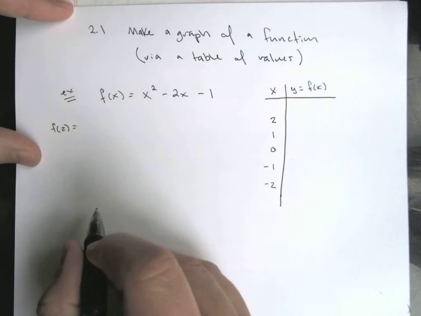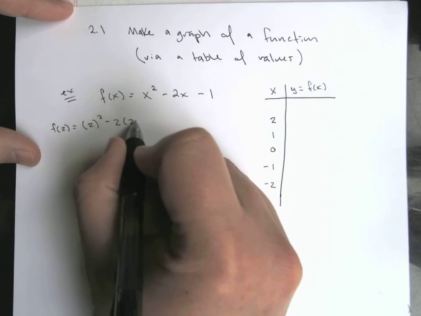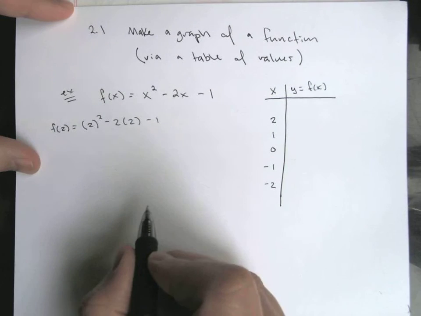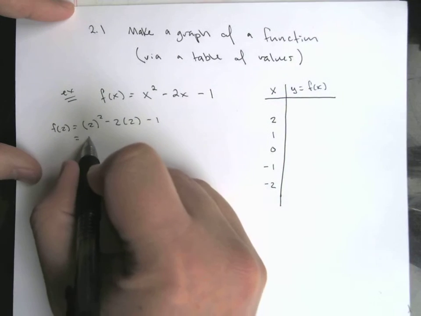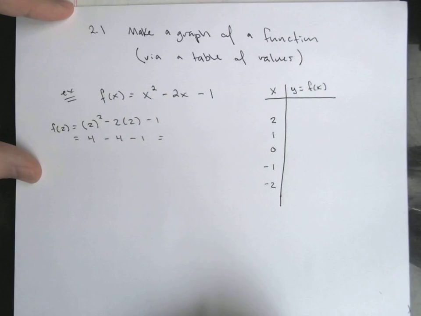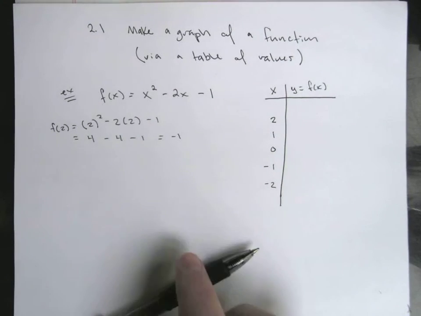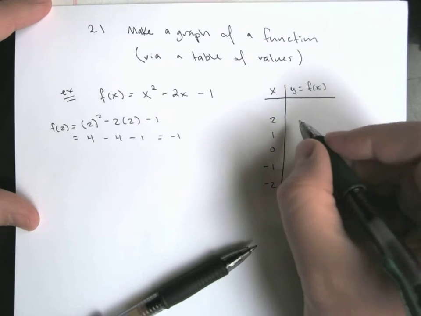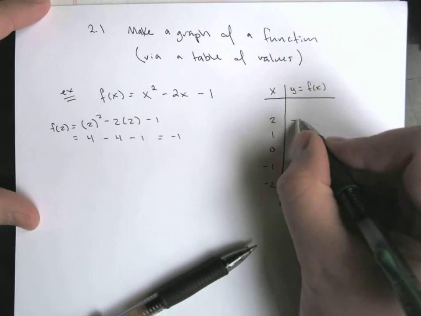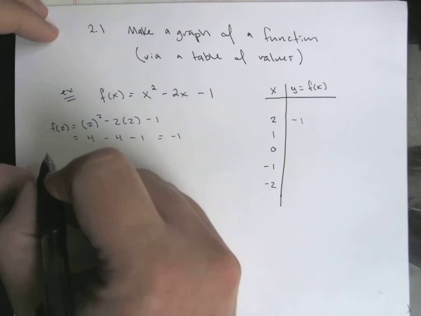So f of 2, that's going to be 2 squared minus 2 times 2 minus 1. This is going to be positive 4 minus 4 minus 1. Well, 4 minus 4 is 0, minus 1 leaves us at minus 1. I'll mark these y values in green. Okay, so that's a start.